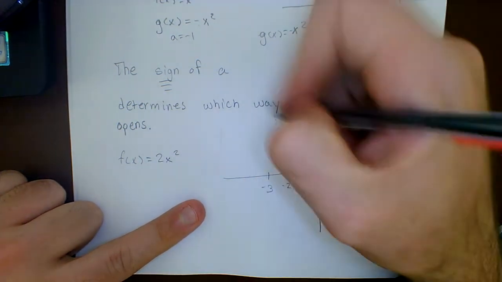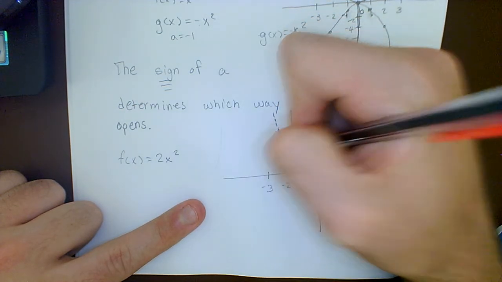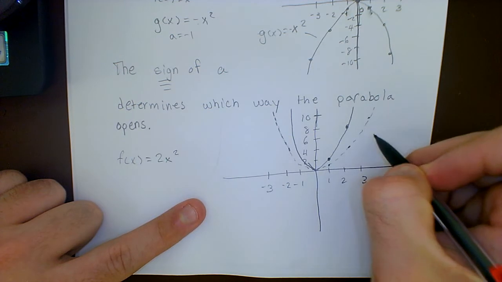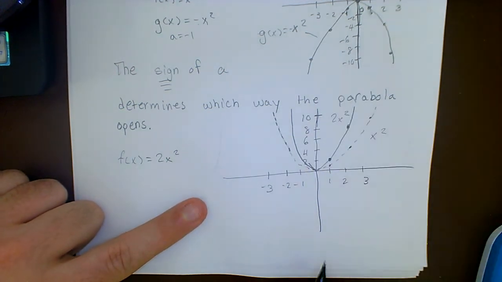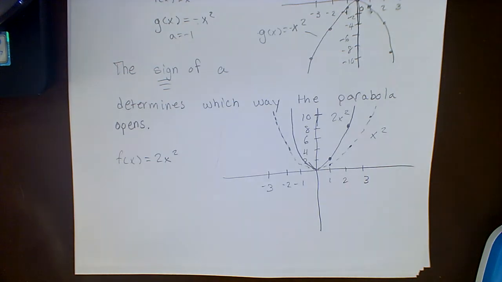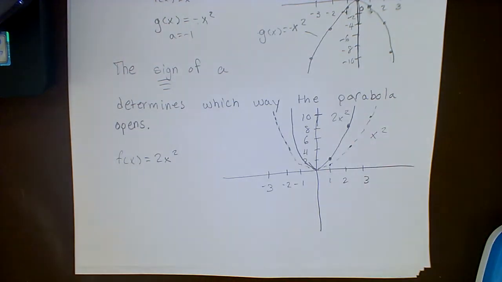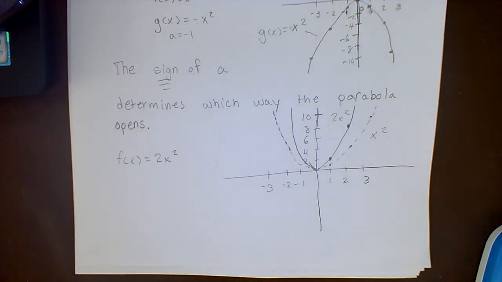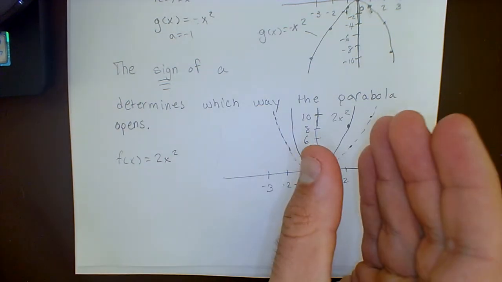So the dotted line, I don't know if you can see the dotted line very well. The dotted line is just x squared, and this one is 2x squared. So now let's talk about, if I make the magnitude bigger, so magnitude has nothing to do with the positive or negative sign of the a, but if I make the magnitude bigger, so if I make it 2 or negative 2, it makes the parabola skinnier.